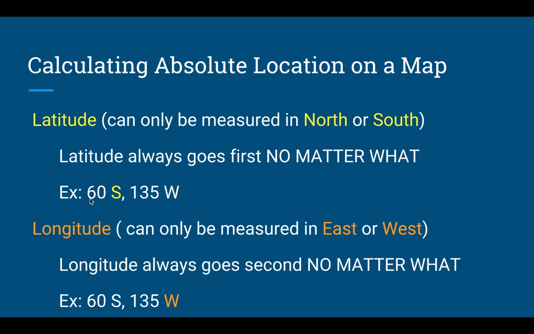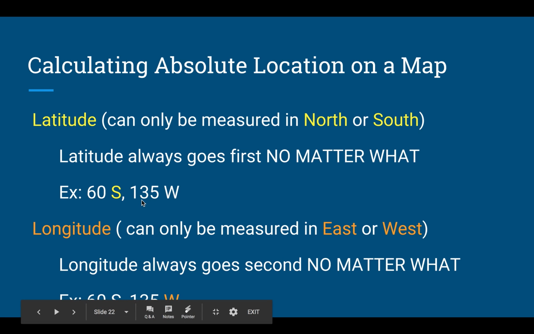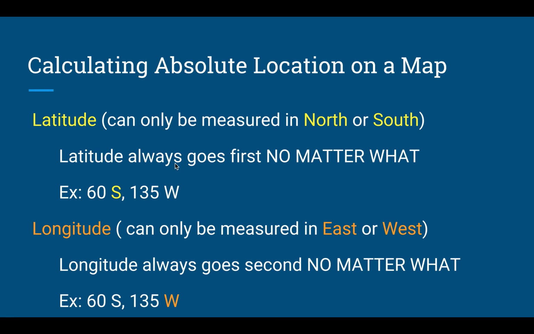Right here, if you're looking at my cursor, this is how you would write out an absolute location of a point on a map. You will write the degree first, followed by the actual direction, comma. This right here, 60 degrees south, would be the latitude. Then, of course, we'd have to find the longitude, which is 135 degrees west. So longitude can only be measured in east or west. Longitude always goes second, no matter what. Very important. We all understand that.